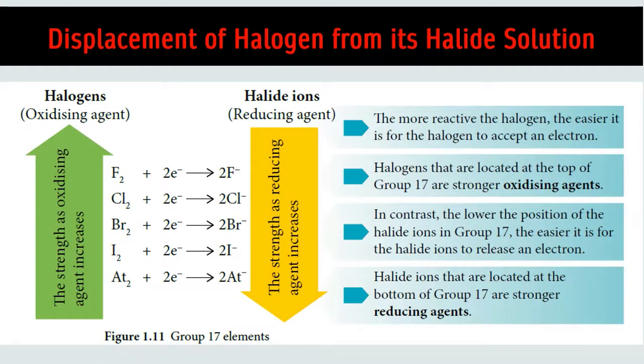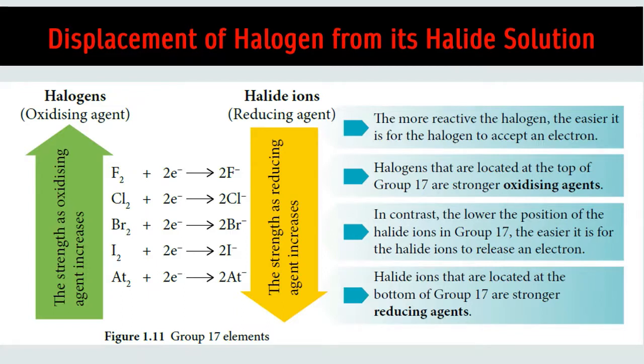To discuss displacement of halogen from its halide solution, we need to know the basic concept of halogen and halide ion. Halogen is the element or diatomic molecule that comes from group 17 elements, while halide ion is the ion formed from the group 17 elements.